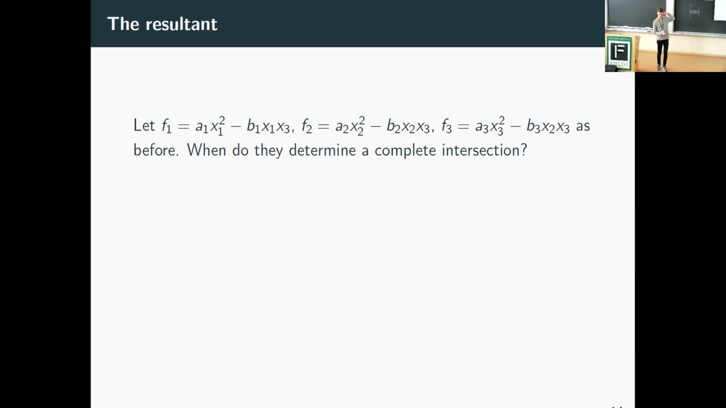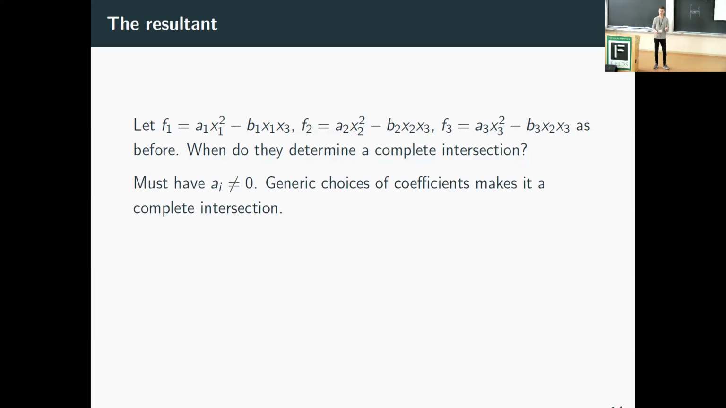So take our standard example, we want to know when they determine a complete intersection. Well, one small thing we can note quickly in this case is that all of the second terms in all of the binomials are square free, so we need at least all the a_i's here to be 0, as otherwise the point with 1 at the ith component and 0 everywhere else will be a common non-trivial 0 of them. But for general choices of A's and B's, they will determine a complete intersection.